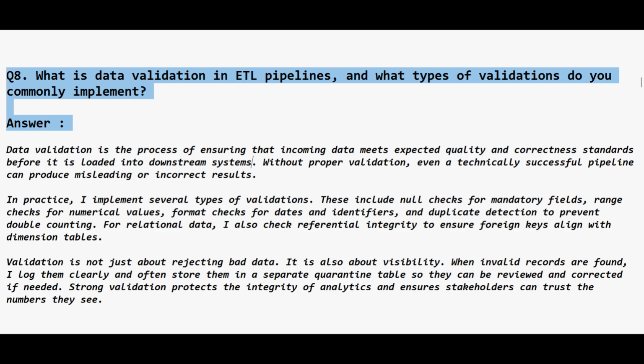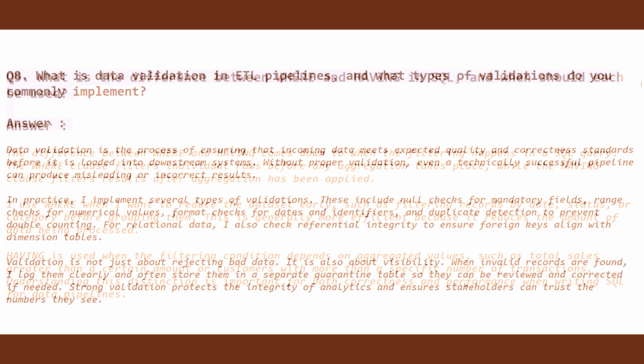Validation is not just about rejecting bad data. It is also about visibility. When invalid records are found, I log them clearly and often store them in a separate quarantine table so they can be reviewed and corrected if needed. Strong validation protects the integrity of analytics and ensures stakeholders can trust the numbers they see.